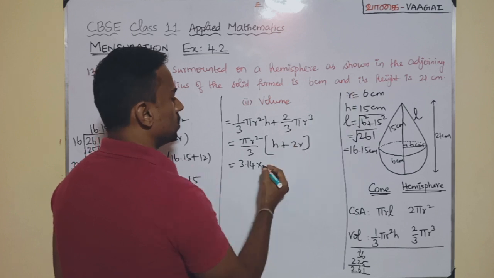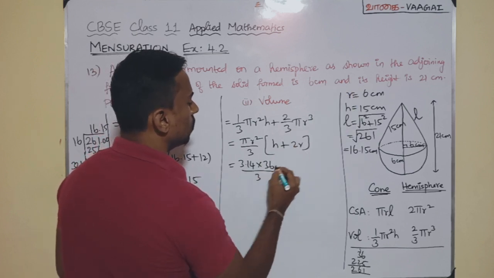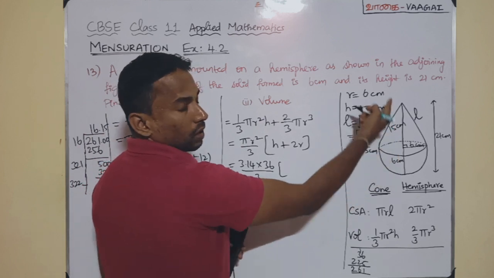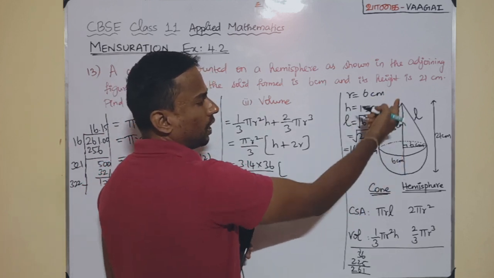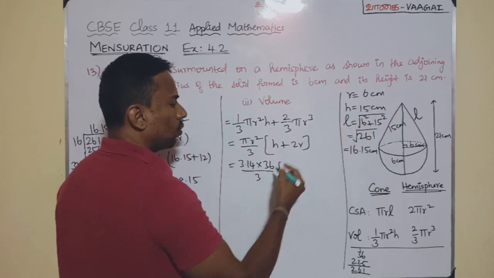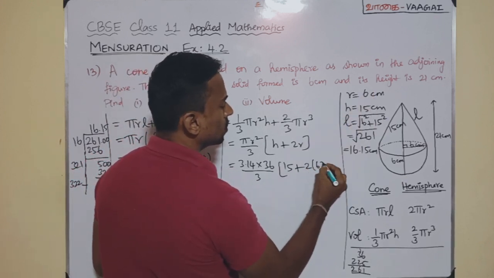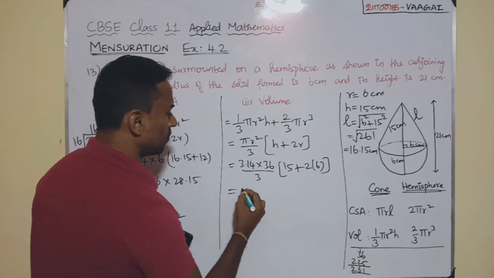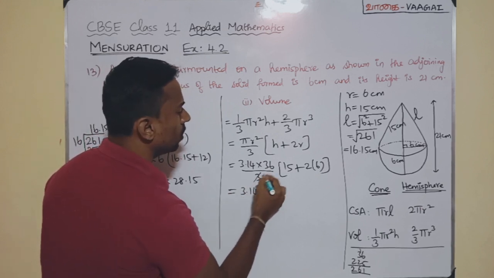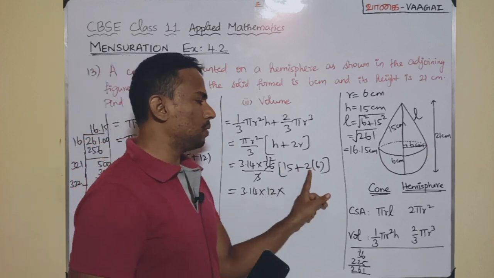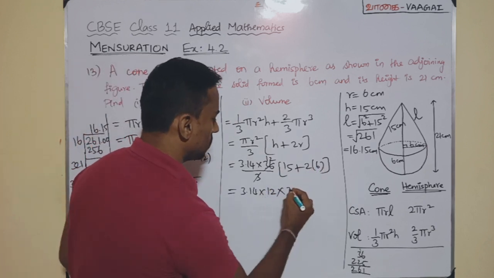So 6 into 6, which means 36/3 into, inside I have h plus 2r, where h is going to be the height portion of this cone, which means 15 plus 2r means 2 into 6. So now I will be getting 3.14 into, I can cut this for 12 times, multiplied by 15 plus 12, which will be 27.